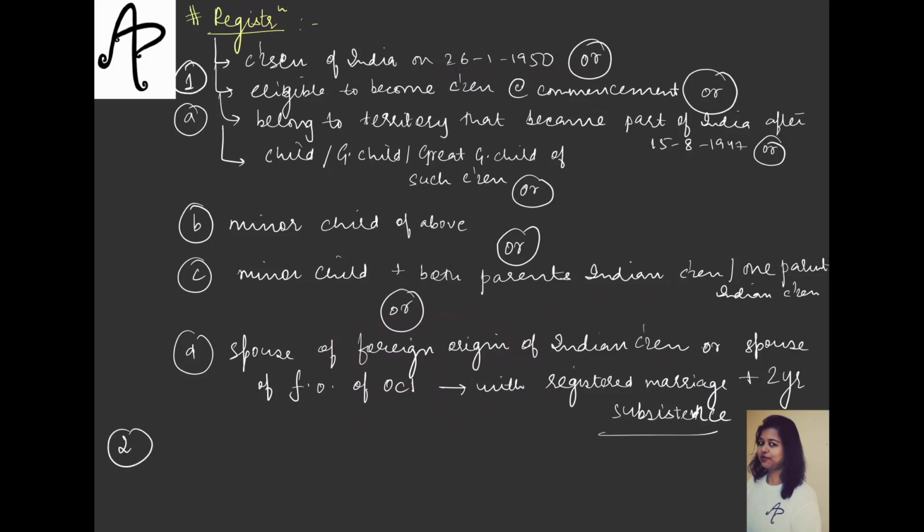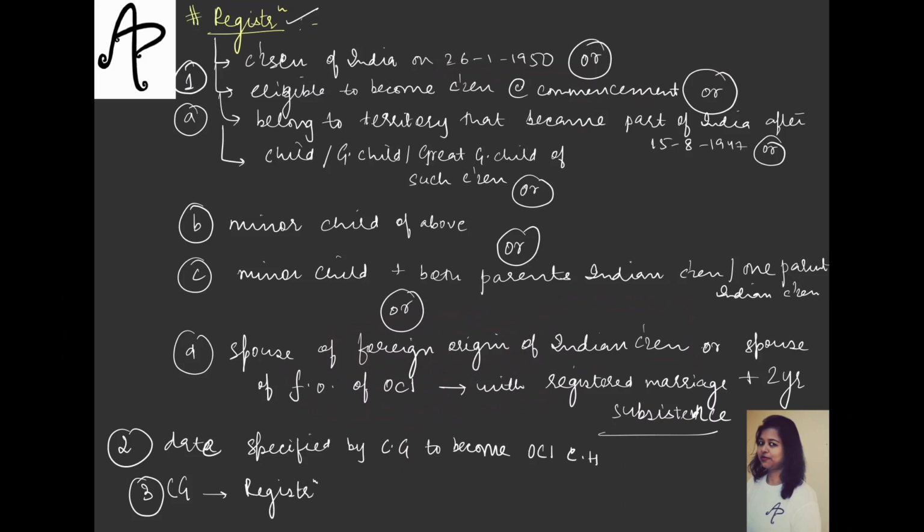And then under 2, the pointer related to registration is that the date is to be specified by the central government, that from when you will become an OCI card holder, and the central government will be the only responsible authority for registration of a person as an OCI card holder. So these are the pointers related to registration.